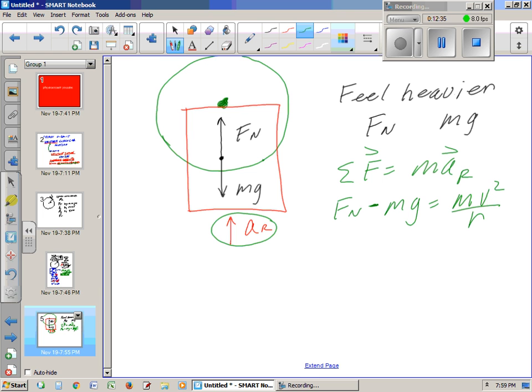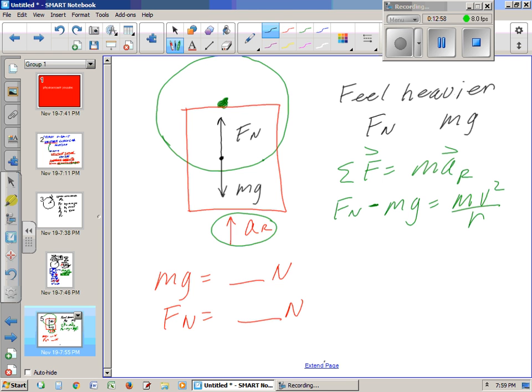Now, this is a little more complicated than the last one. The question might be, what are we going to solve for? Let's solve for two things. Let's find the guy's weight, and let's find the normal force pushing up on the guy by the car. Okay, this is not too difficult to do. mg can be calculated on its own.